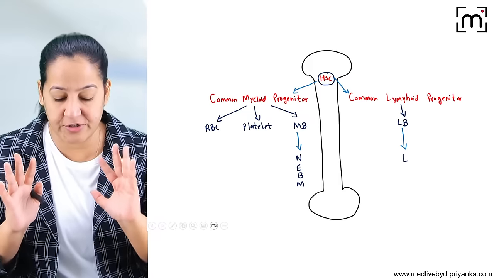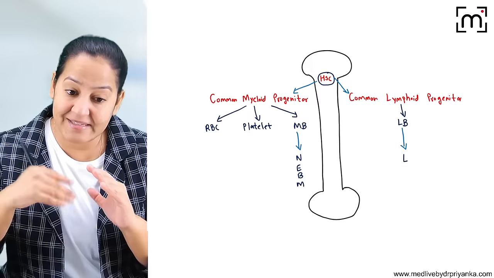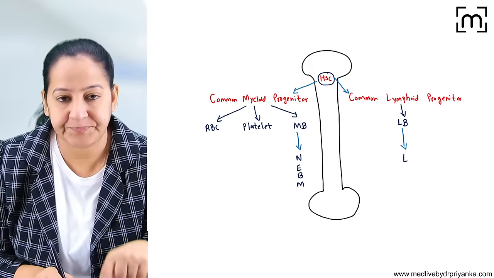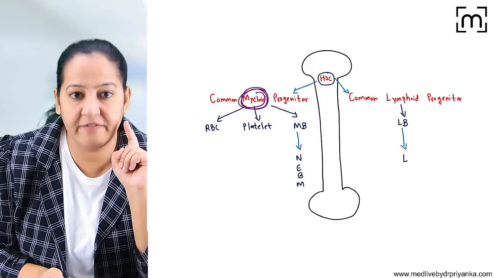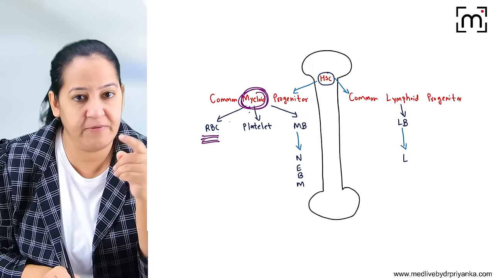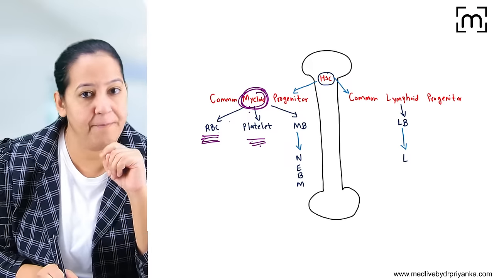So the same thing is written in front of you. Please understand. If you don't understand things, you will not be able to understand the different types of leukemias. Please understand from the basics. So you can see it here. There is myeloid progenitor, which gives rise to all RBC, because it will give rise to erythroid precursor. It will give rise to RBC. The platelets are also formed from the myeloid progenitor only.